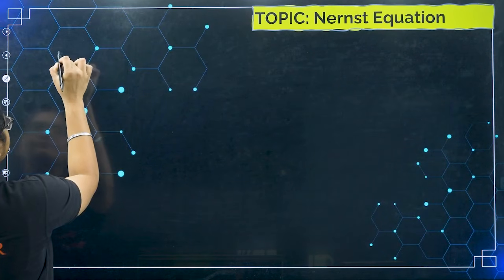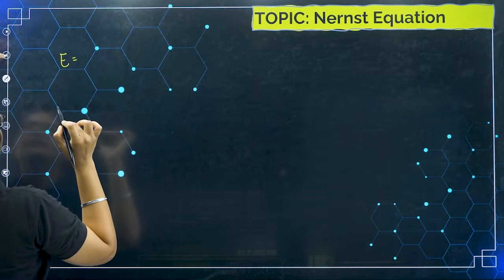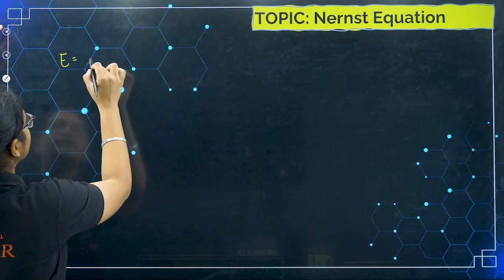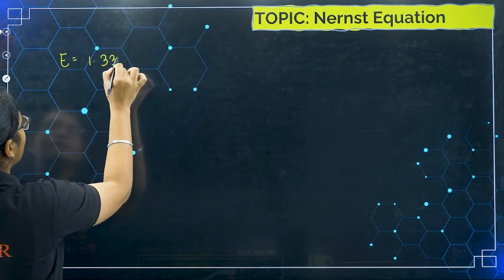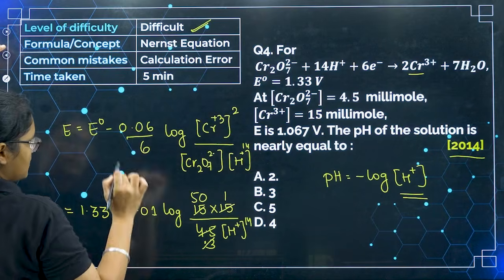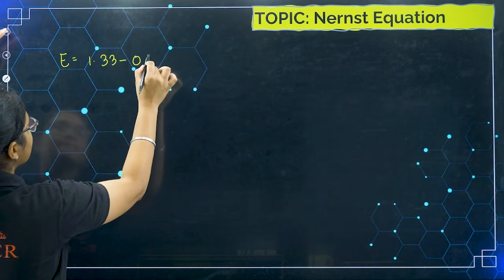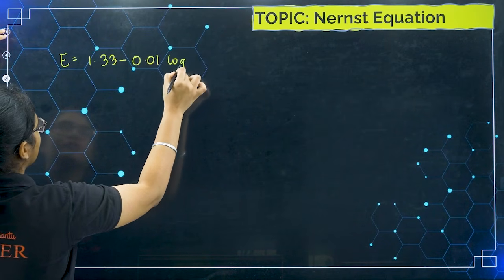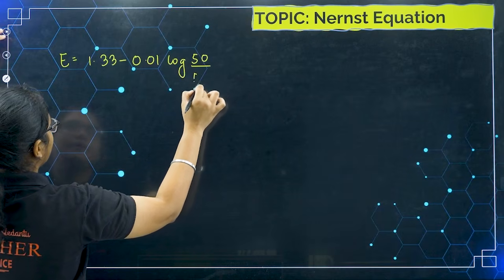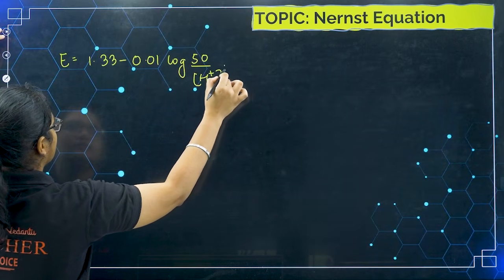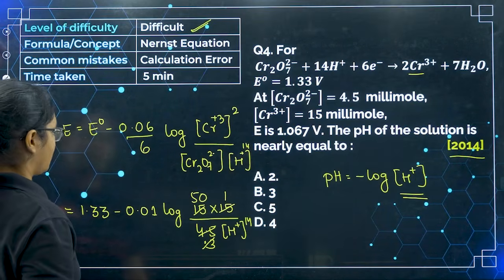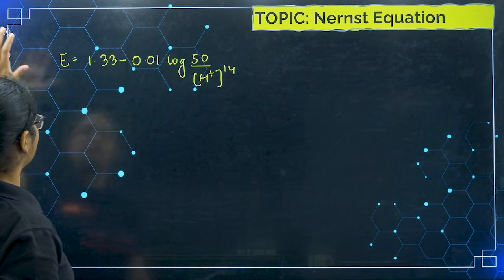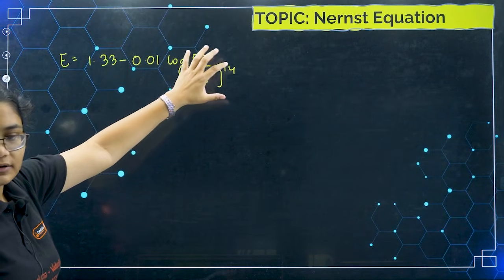So what I have, E is equal to 1.33 minus 0.01 log 50 by H plus to the power of 14, right? This I have got. So now we can solve this part.